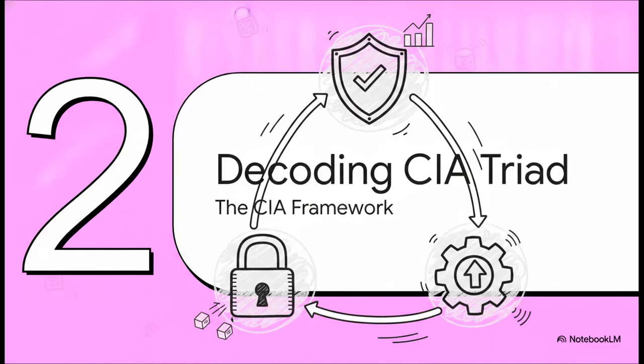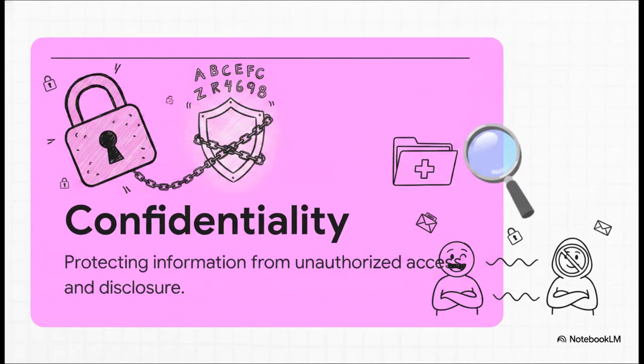Which brings us to part 2, decoding the CIA Triad. Now, just a quick aside, sometimes you'll see this referred to as the AIC Triad, just to avoid any confusion with the actual Central Intelligence Agency in the US, but CIA really is the standard IT term. Okay, let's break it down.